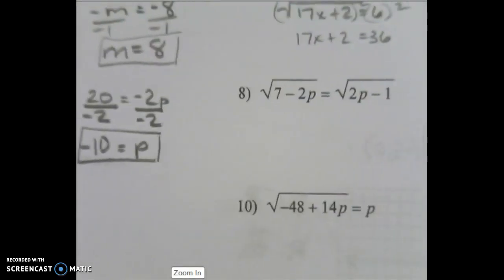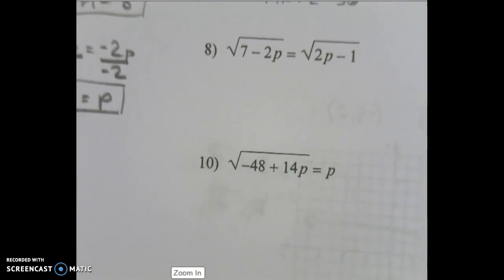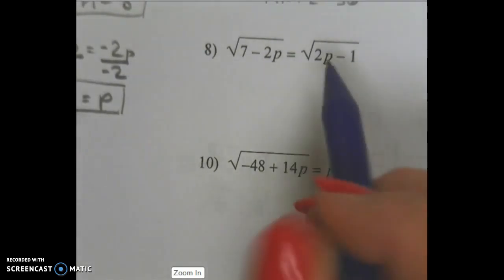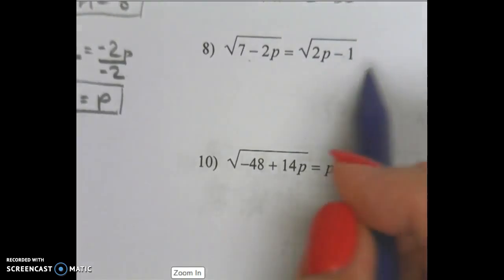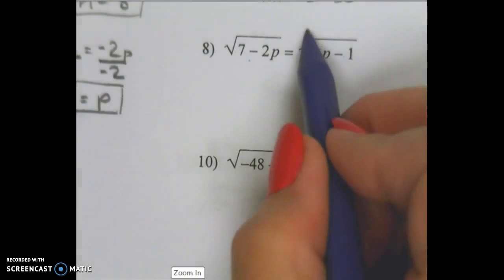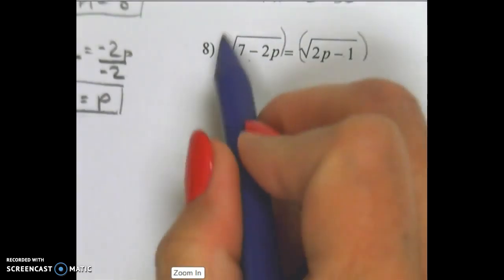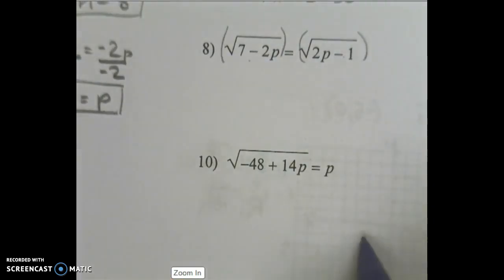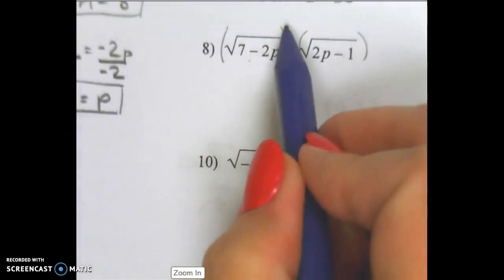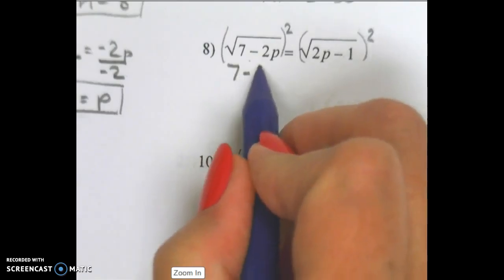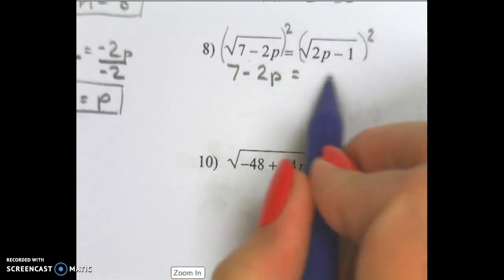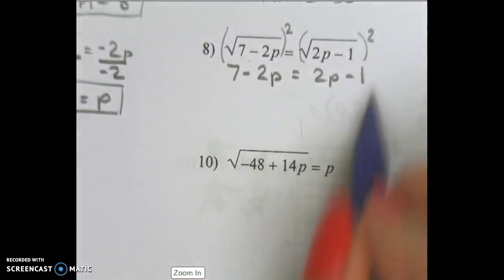Now number 8 looks a little different. It has 2 radicals. Well, I need my radicals to be on opposite sides, and they are in this problem, so I have to get rid of it. To get rid of this radical, I'm going to raise both sides to the same power. Since they are square roots, I'm going to square. I get 7 minus 2p is equal to 2p minus 1.